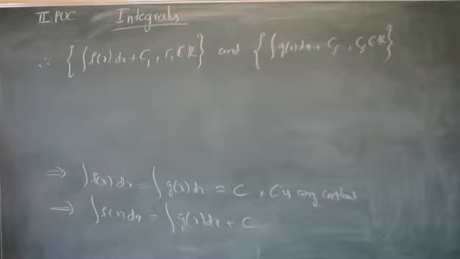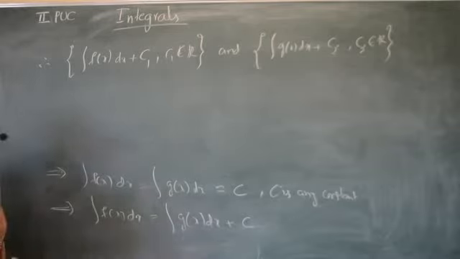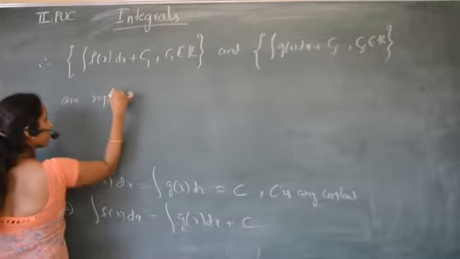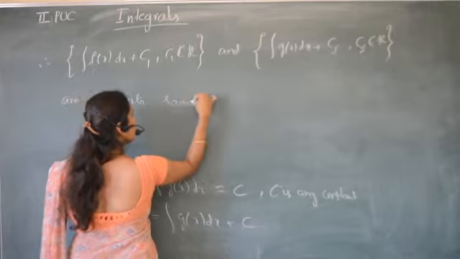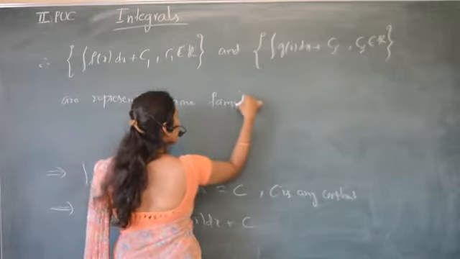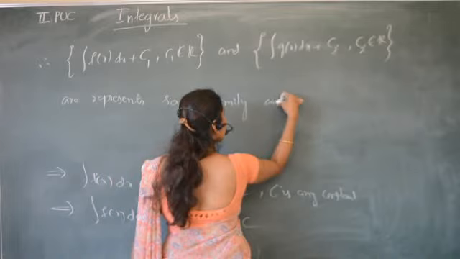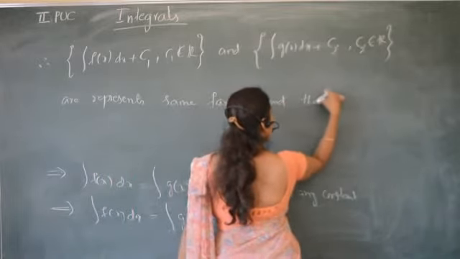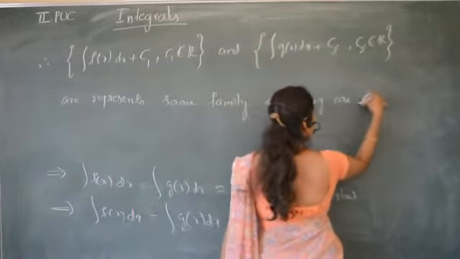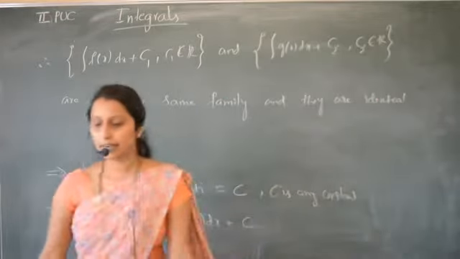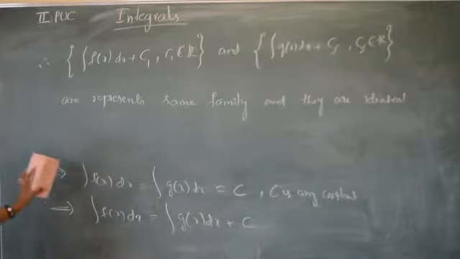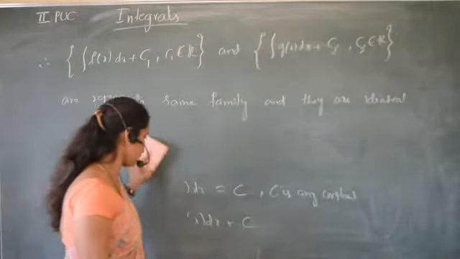Therefore, these two represent the same family, and they are identical. These two families are identical. So this is the second property.